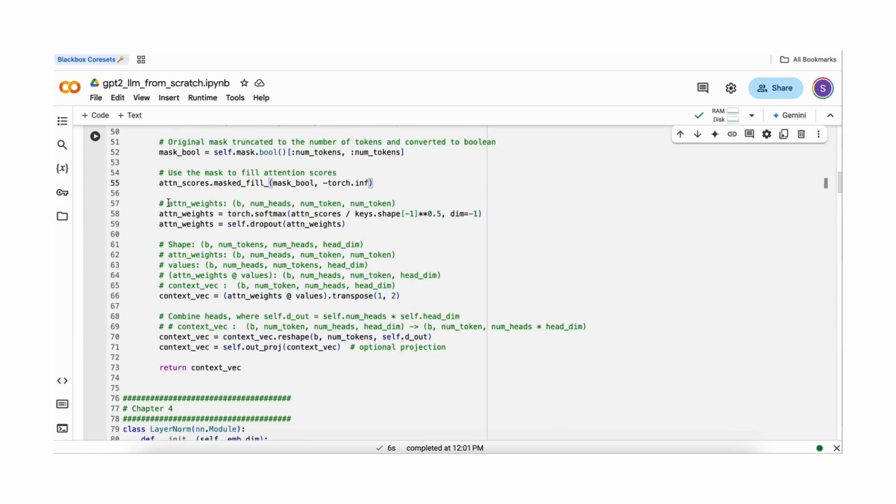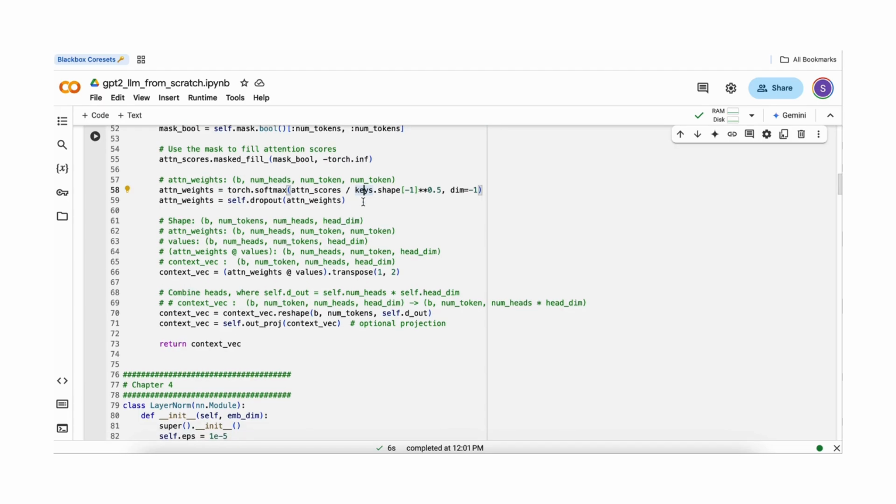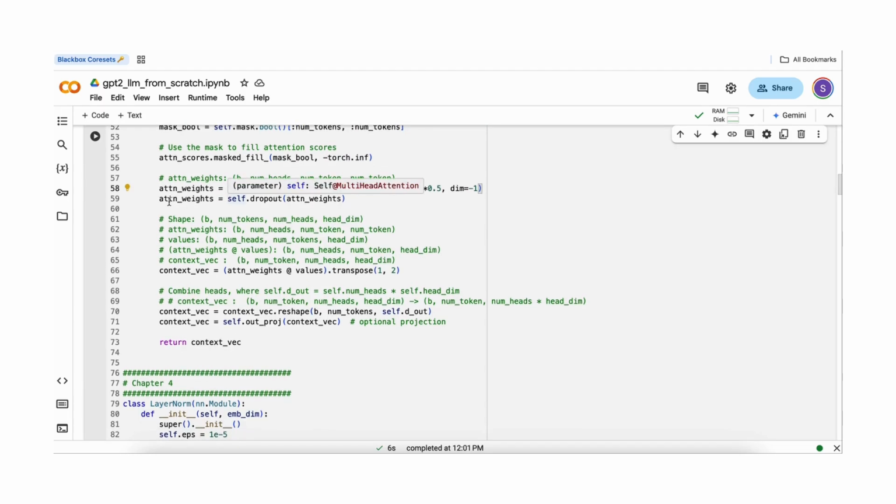And remember, our size doesn't change. We're still at B, number of heads, num token by num token. And then here we do the softmax. So these minus infinities become zeros, and the other values become numbers between 0 and 1. And now we apply a dropout.